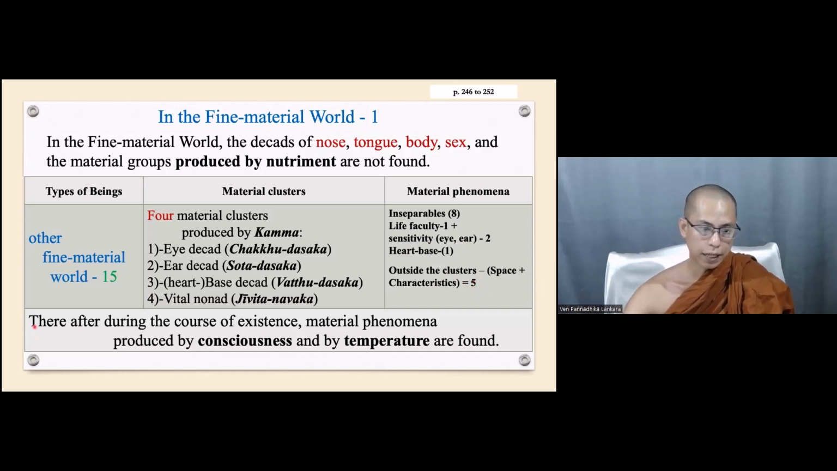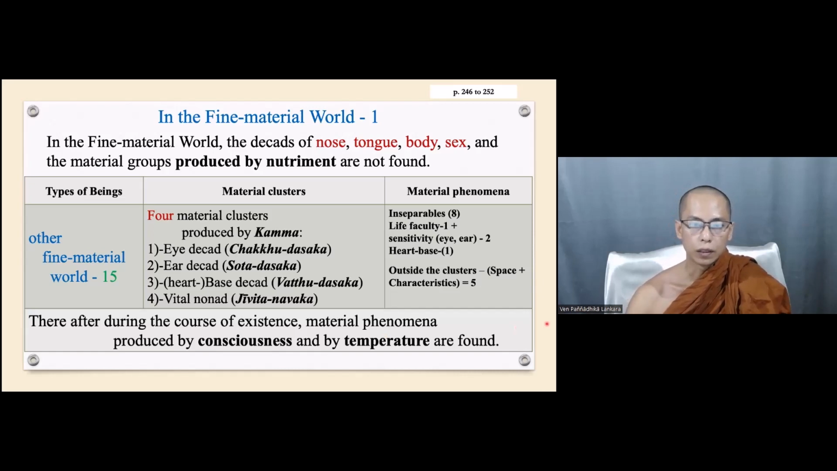And thereafter, after the first moment, during the course of existence, the material phenomena produced by consciousness and produced by temperature are found. So another material cluster produced by consciousness and temperature will arise during the course of existence in the fine-material sphere world. So now in every being, according to their realm of existence, we have to classify at the moment of rebirth linking and during the course of existence how many materialities can arise.